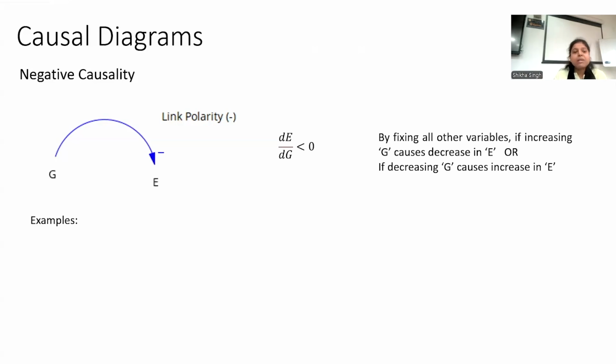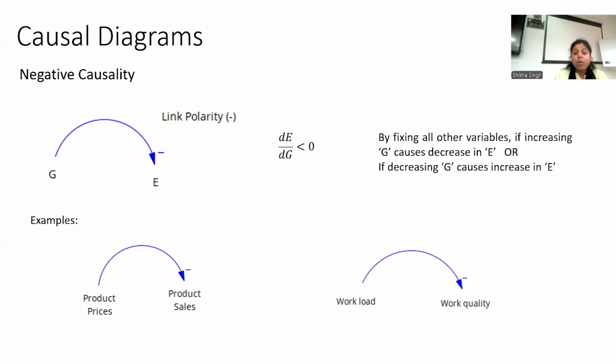So if I see examples of negative causality, for example, if the product prices are increasing, sales will be decreasing. A simple example, which you have seen in many cases, right? One more example, if your workload is increasing, your work quality may be impacted. If your workload is at the middle level or a little lesser, your work quality may be improved much, right? So these are some examples of how negative causality works in the system.